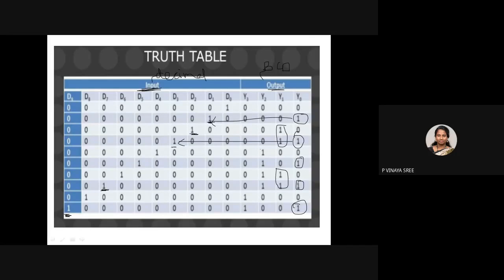Tell me the expression for y2, ma. D4, D5, D6, D7. Okay, good.